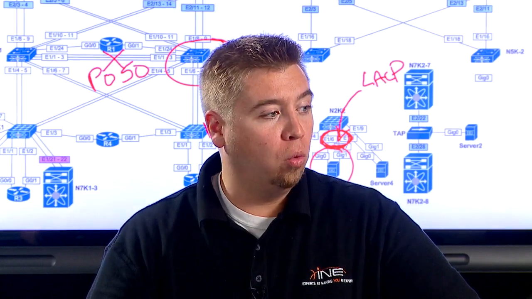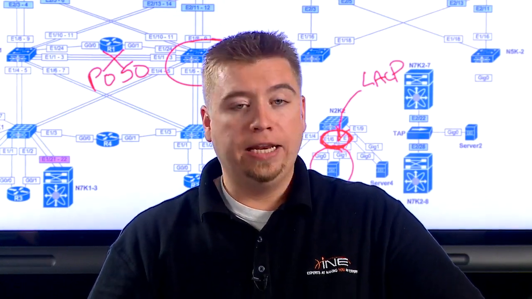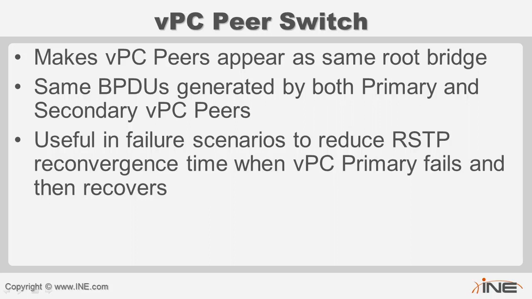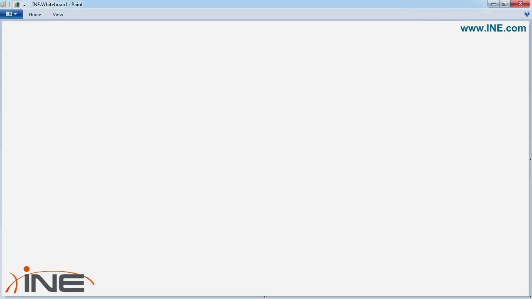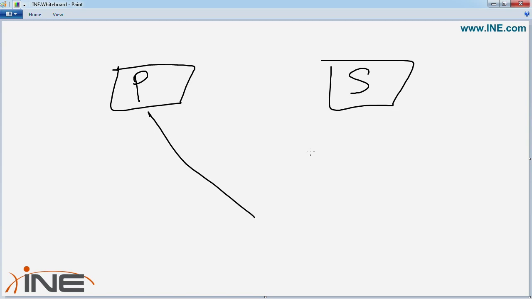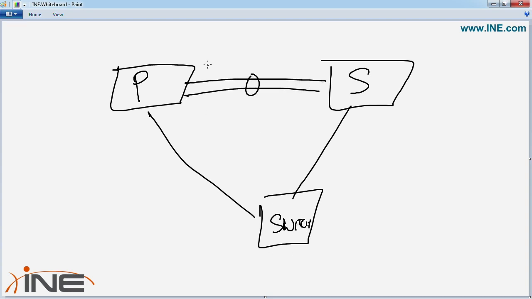Now, the reason that you would want to do this is that in certain failure situations where the primary goes down, and actually let me draw this out because it's kind of difficult to visualize why you would need this feature. So the case is that we have the primary VPC peer. We have the secondary VPC peer, and then we have the downstream device, whatever switch downstream. Okay, we have the peer link, and we have the peer keepalive.